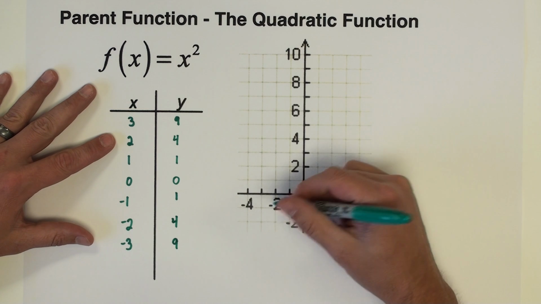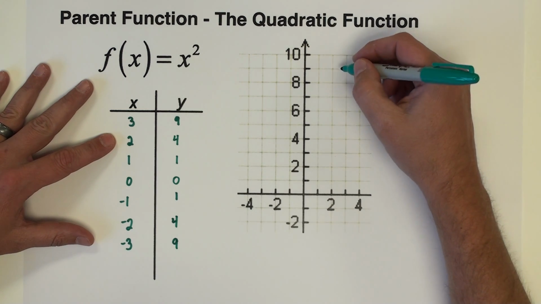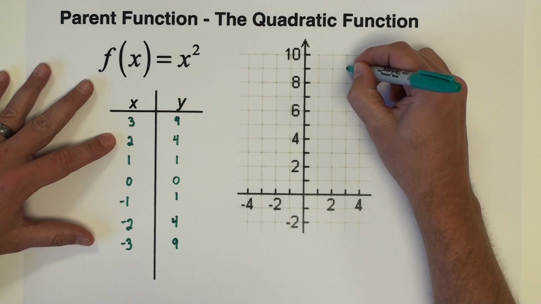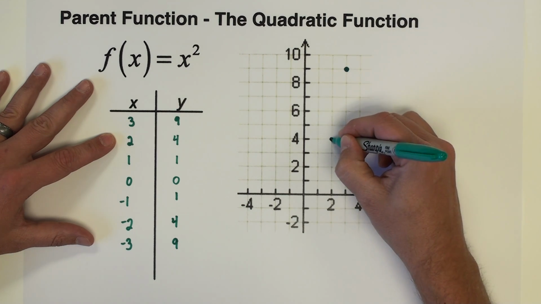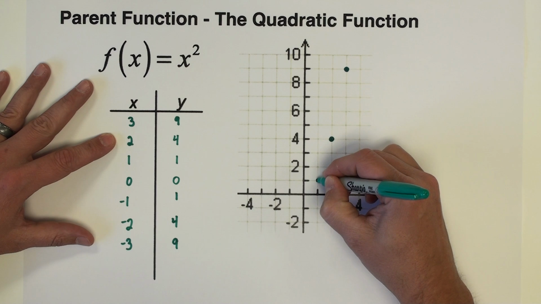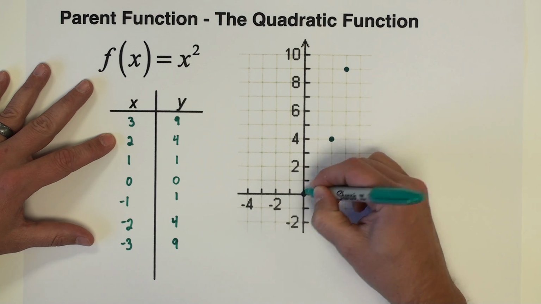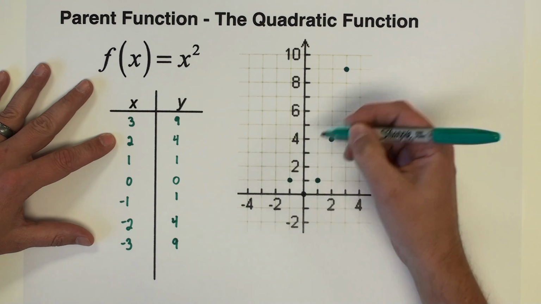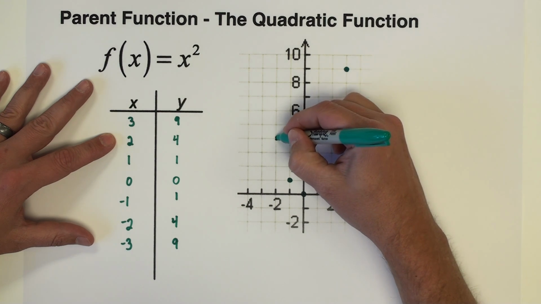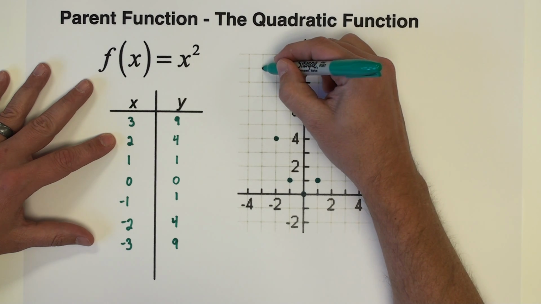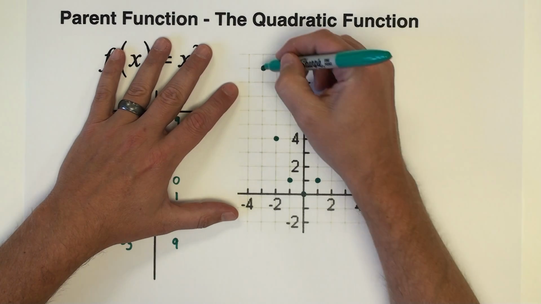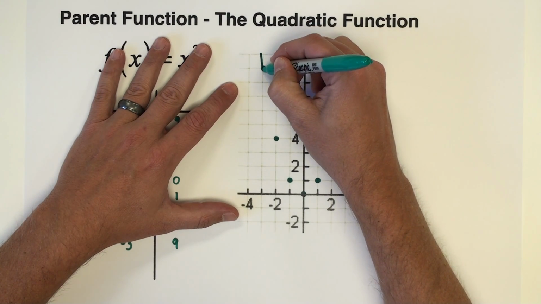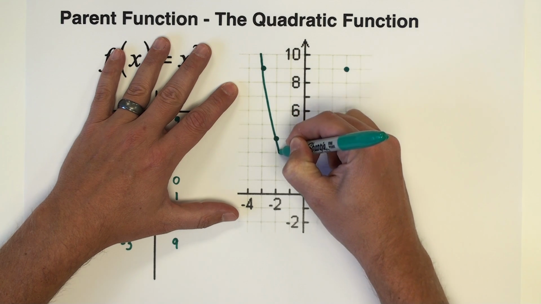Now let's plot those as coordinate points on the graph. Starting with 3, 9. Got 2, 4. 1, 1, 0, 0, -1, 1, -2, 4, and -3, 9. If we connect these points, we get a graph that looks like this.